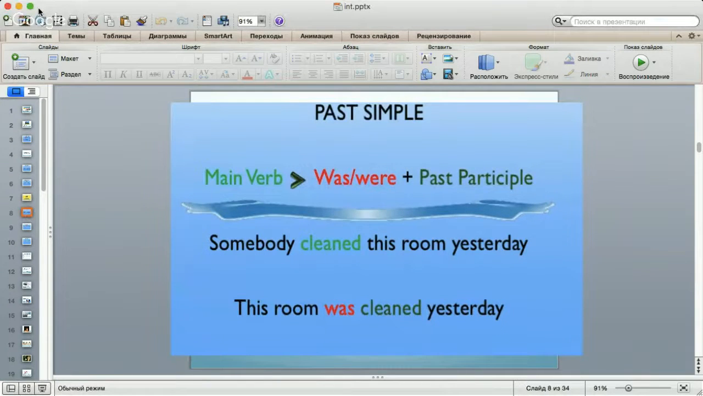Okay, and here we have got past simple. So passive voice in past simple. We remember that the forms of the verb to be in past tense sound like was or were, for singular nouns and for plural nouns respectively. So was for those which are singular and were for those which are plural. And after that, we use the past participle.